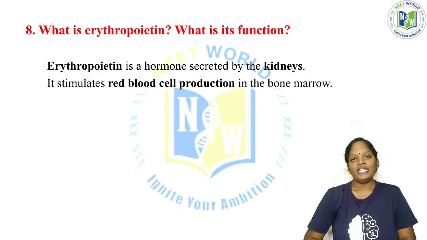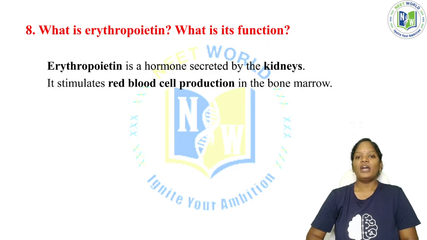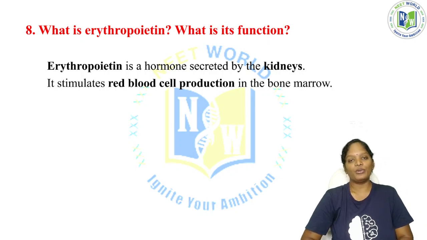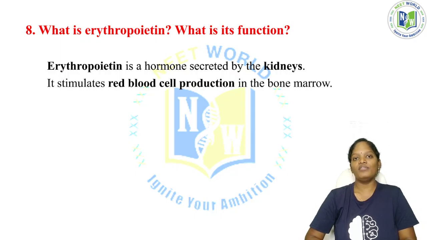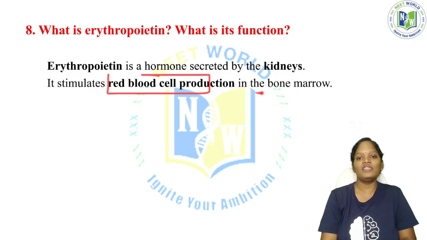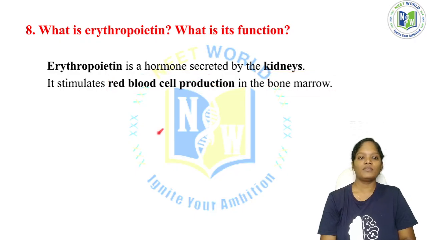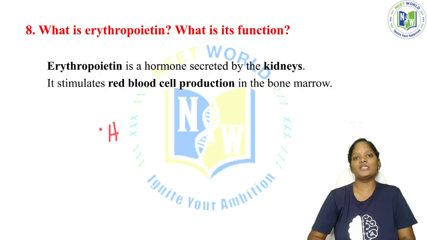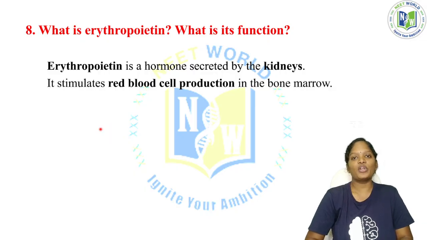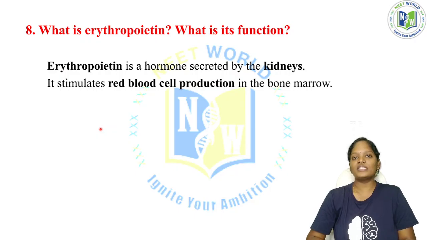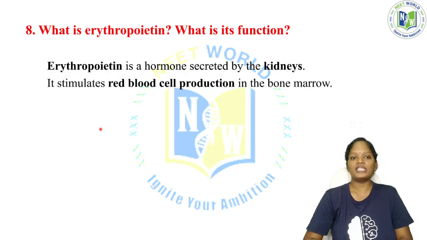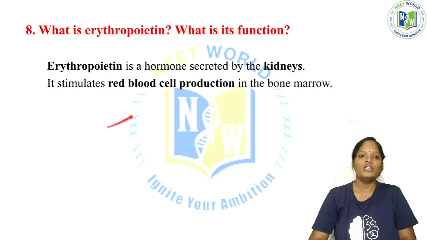Okay. Now, what is erythropoietin and what is its function? So erythropoietin is very important. It is a hormone secreted by the kidney. Okay, and why does the kidney have to secrete the hormone called erythropoietin? Because this erythropoietin is involved in stimulating red cell production in the bone marrow. Okay. So in the bone marrow, the hematopoiesis process takes place. Hematopoiesis means production of blood cells. Okay, and the blood cells are RBC, WBC and platelets. Now this erythropoietin is responsible for stimulating red blood cell production in the bone marrow. Okay, so this is the importance of this erythropoietin.